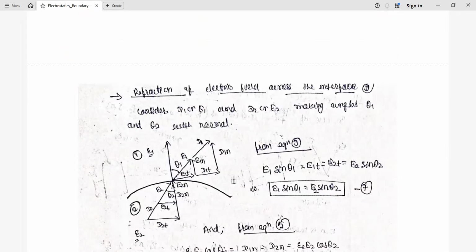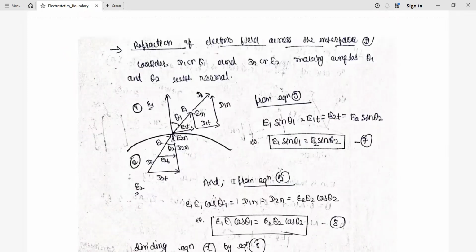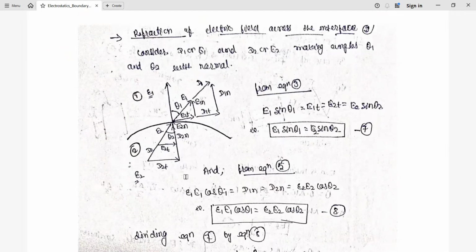Now, refraction is another situation which is very, very important. This is going to be very useful when a wave is going to propagate.